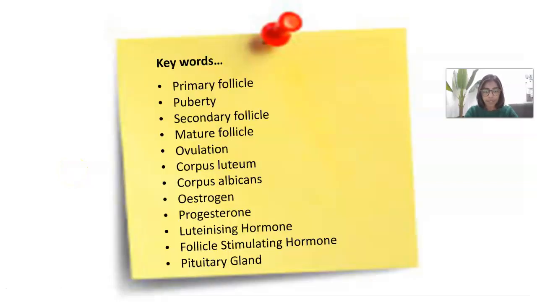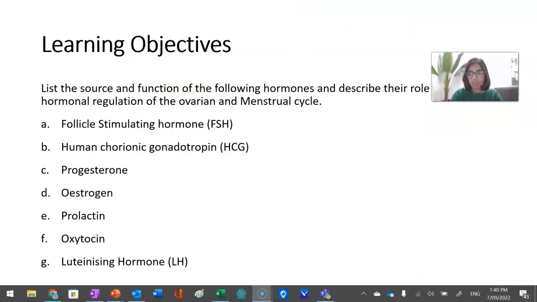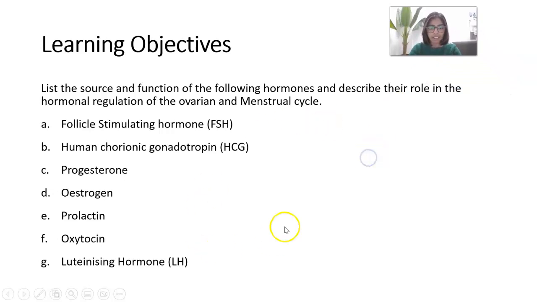These are the key words associated with today's lesson. Some of these will be familiar to you as we discussed them when we talked about oogenesis. The learning intentions associated with today's lesson are listed here. We are going to be focusing on the hormones associated with the ovarian cycle and how they interplay with processes such as menstruation.